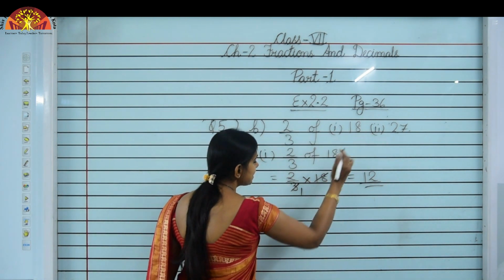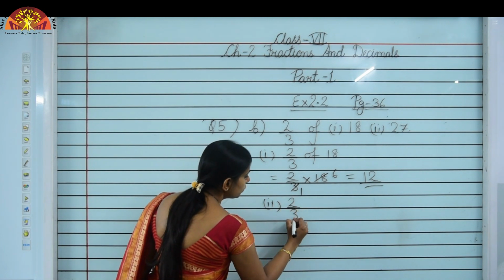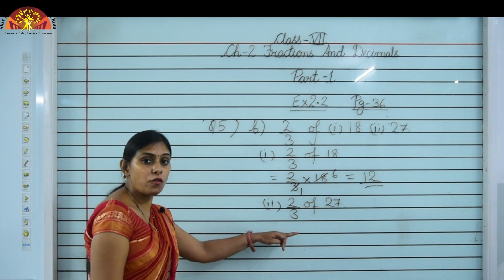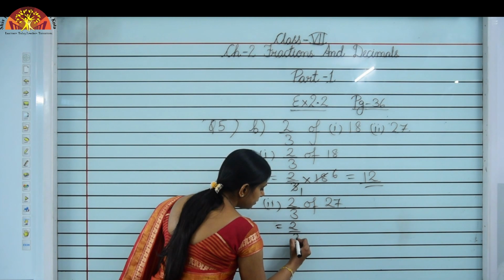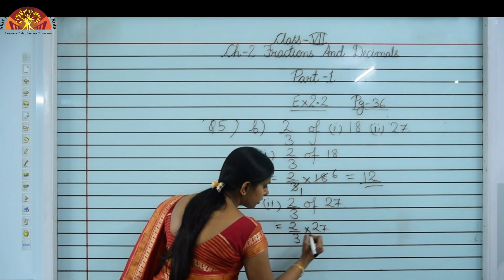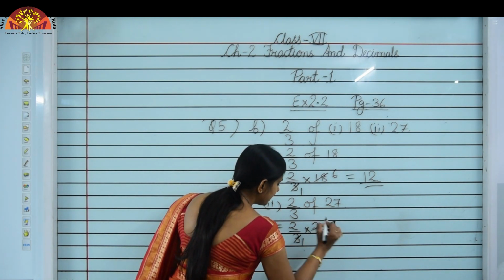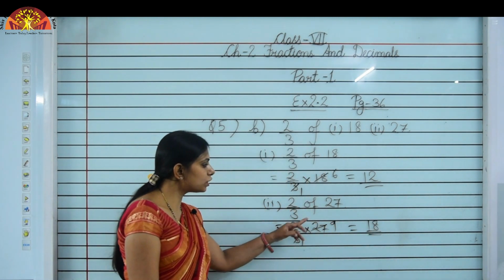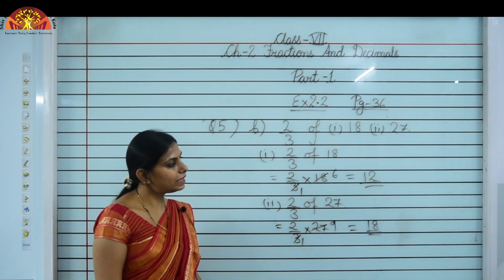Now we will solve the second part, that is you have to determine 2/3 of 27. It is 2/3 of 27. Again you have to do the same thing, that is substitute of by into. Now again you can simplify: 3 ones are 3, 3 nines are 27. So 2 nines are 18. That is, 2/3 of 27 is 18. Got it, children? Now we will go through another question.